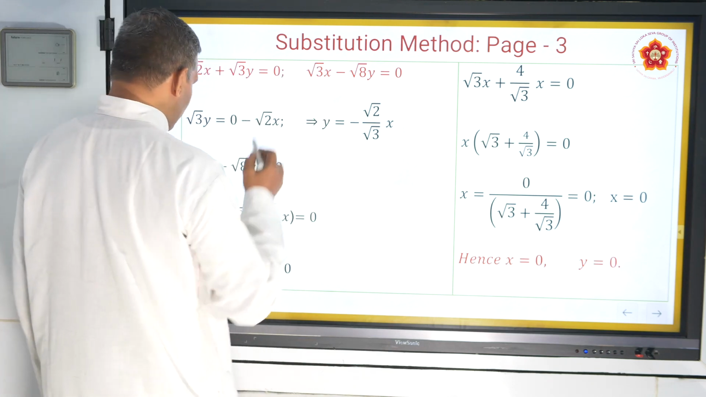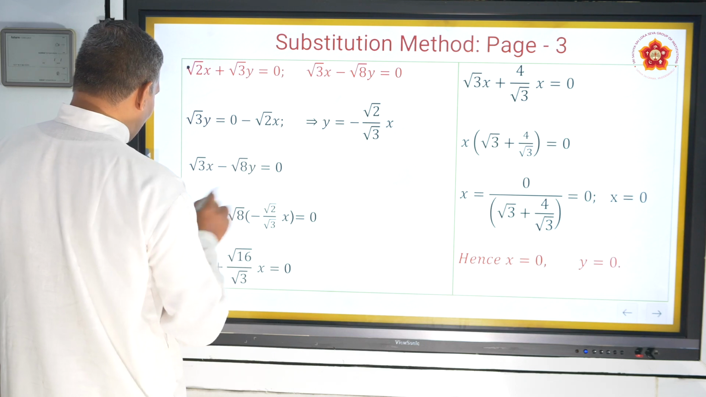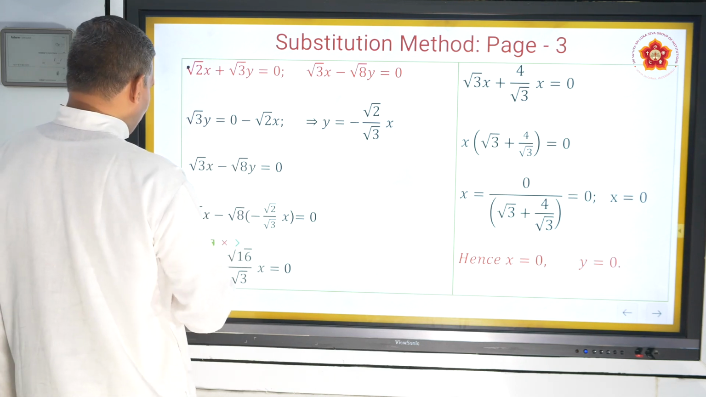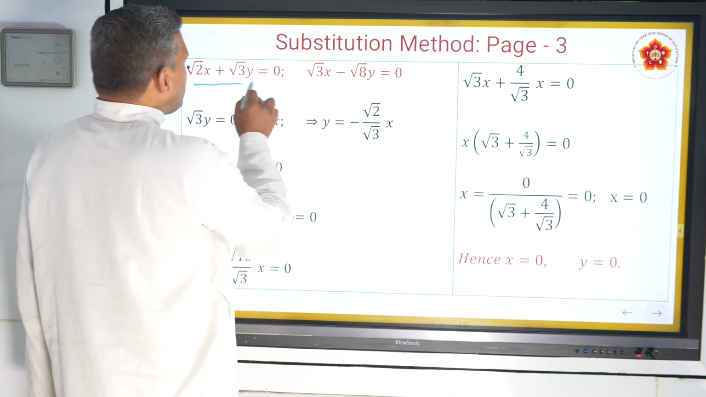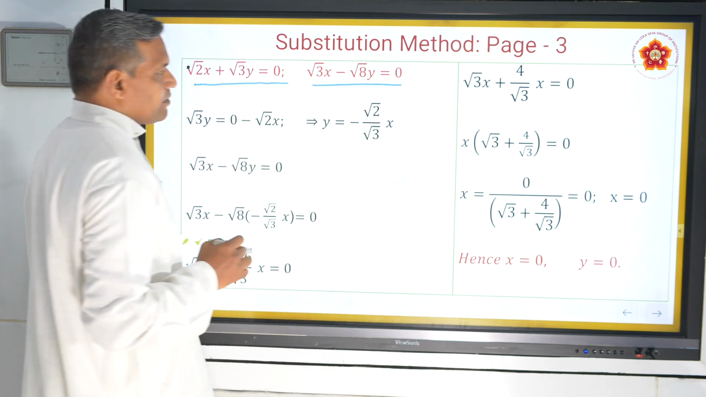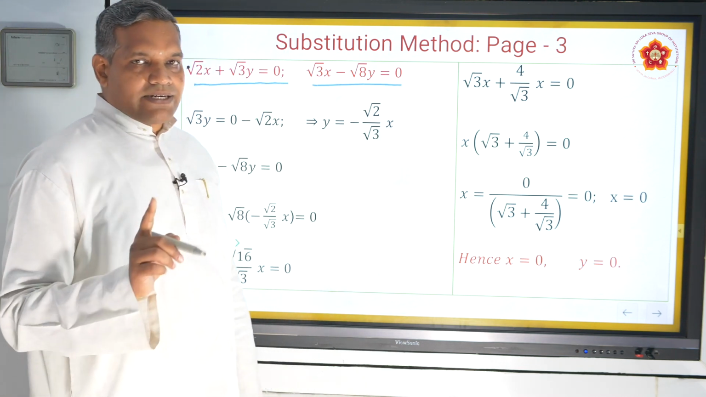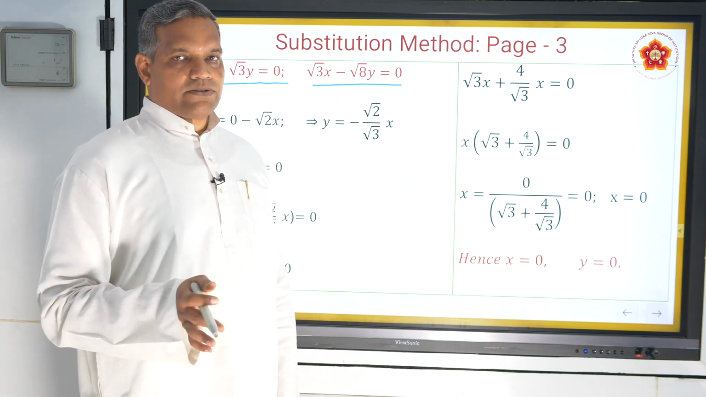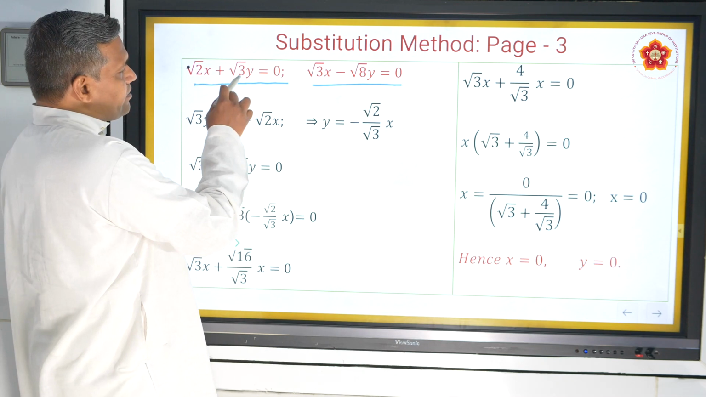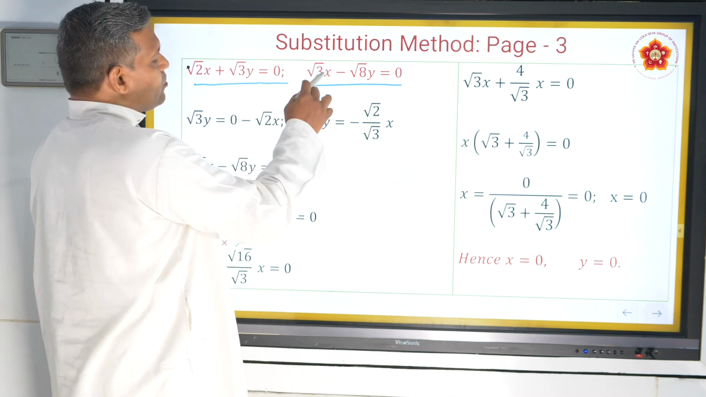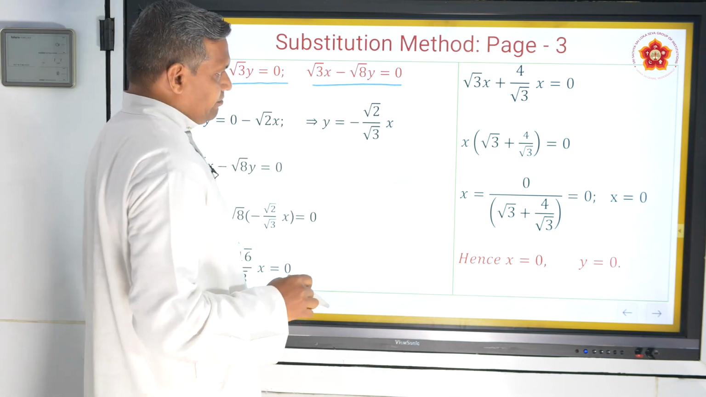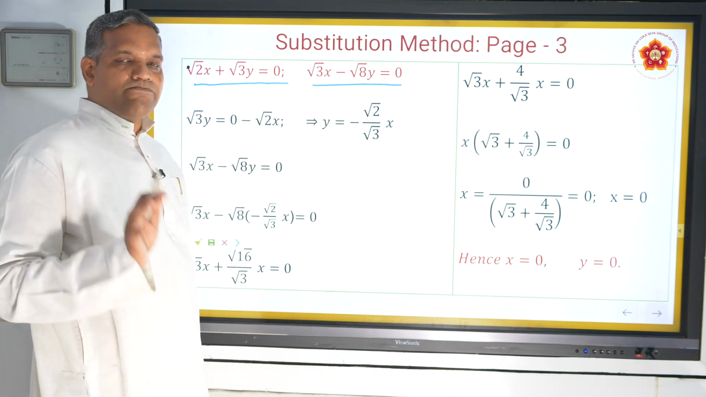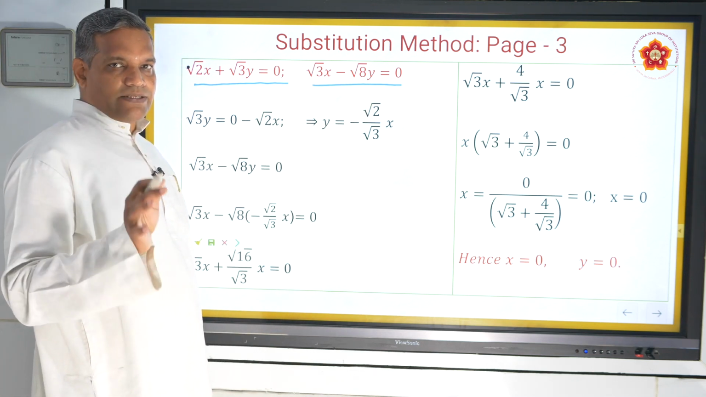Root 2, these are my two equations. What I'll ask you is, never get scared of any numbers that appear. Rule is rule, just follow the mathematics rule. So what you have: root 2x plus root 3y is equal to 0, root 3x minus root 8y is equal to 0. I've taken a very simple example so that you can understand very easily.